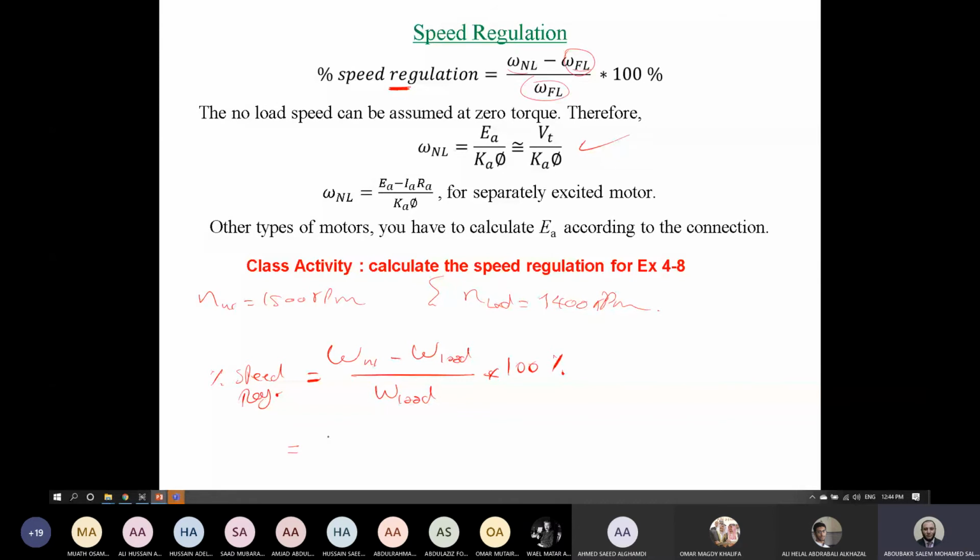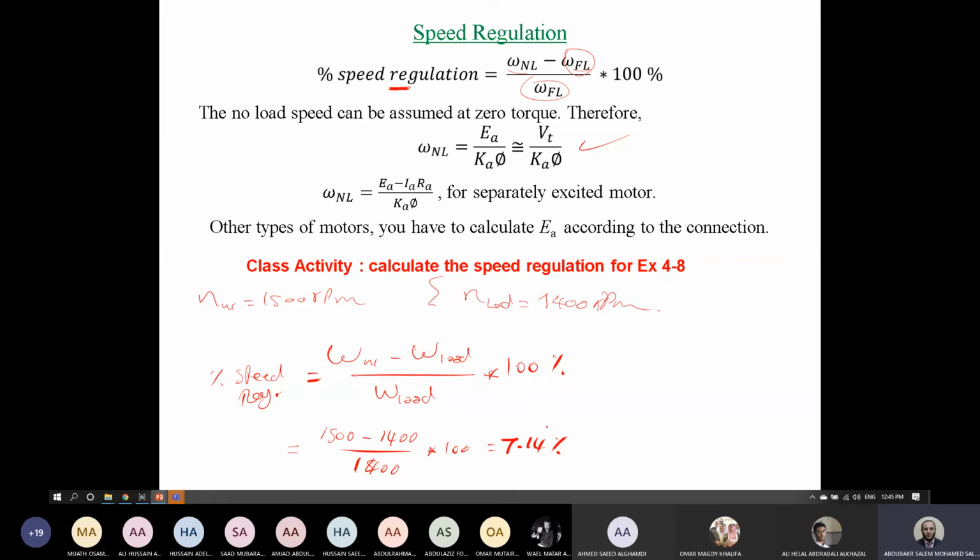So we can say now the speed regulation equals no load 1500 minus full load, which is 1400, over the value of the full load 1400. This is multiplied by 100. If we calculate this value, it will be 100 over 1400 multiplied by 100, which is 7.14%. So the speed regulation here is 7.14.